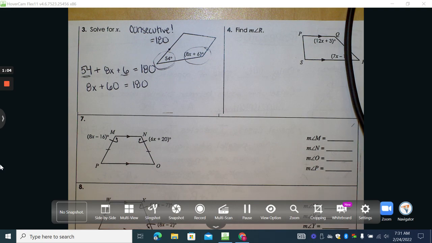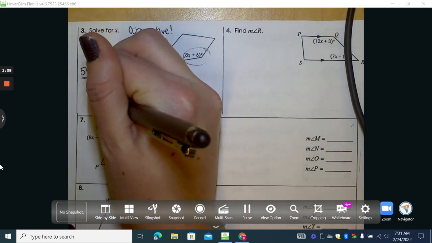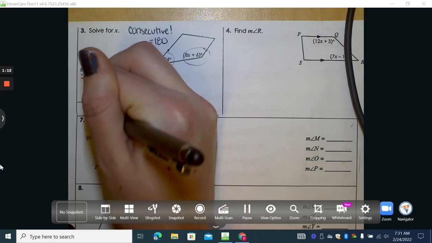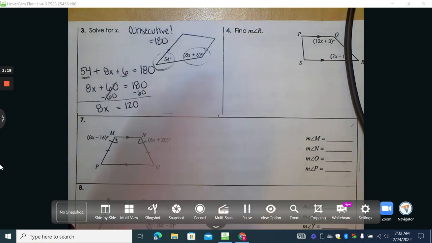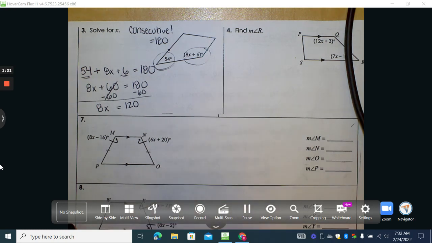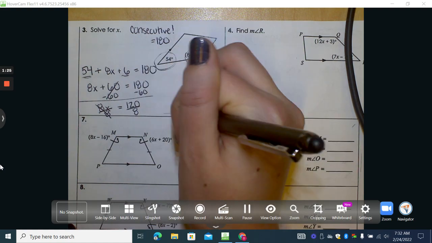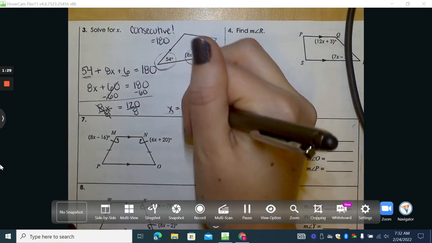And then to solve the rest of it, I want to get x by itself. Inverse operations. The opposite of plus 60 is minus 60. And I got 8x equals 180 minus 60, which is 120. And then my very last step, I'm going to divide by 8. And I get a final answer of x equals 40.